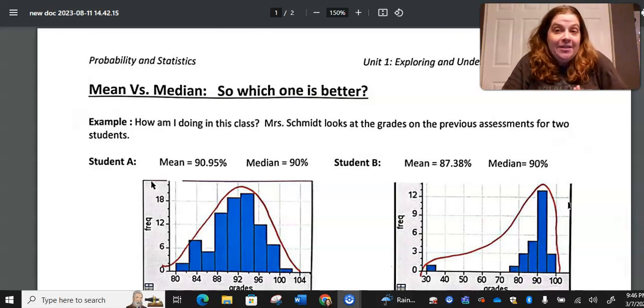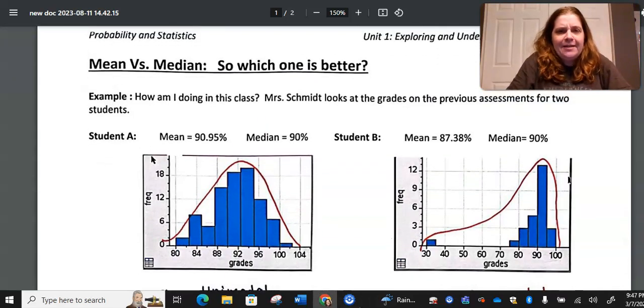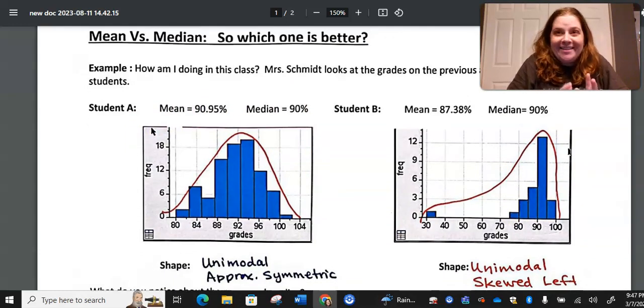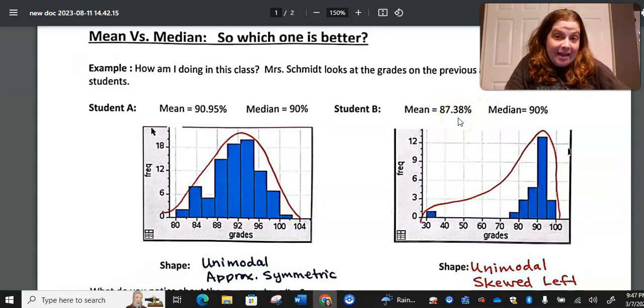So how do you decide which measure of spread and which measure of center are best? Let's take a look at a couple of scenarios. How am I doing in this class? Mrs. Schmidt looks at the grades for a previous assessment for two students. So we have student A, and here are all their grades, and student B, and here are all their grades on the right. Student A has a mean of 90.95 and a median of 90. So on average, if you took all their grades and divided by how many there were, they get 90.95. And if you lined up all their grades in a row and found the center one, you get a median of 90. Student B has an arithmetic average of 87.38 and a median of 90.